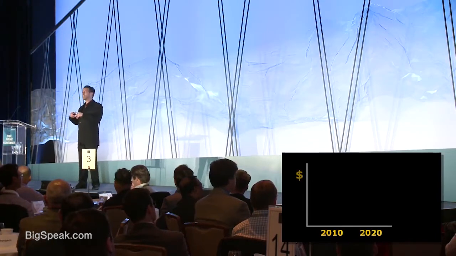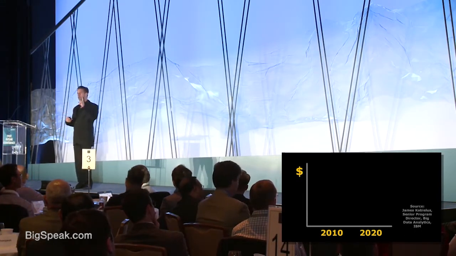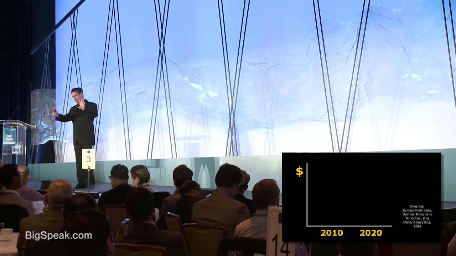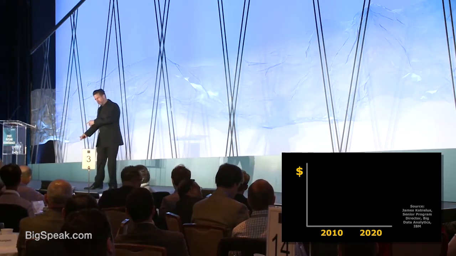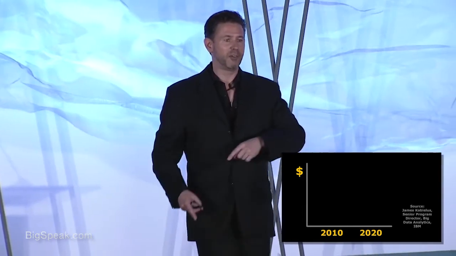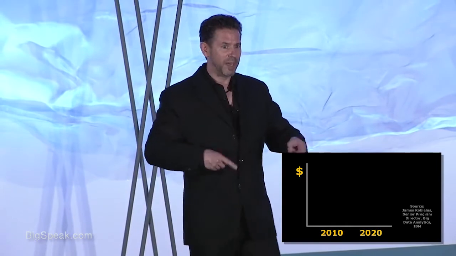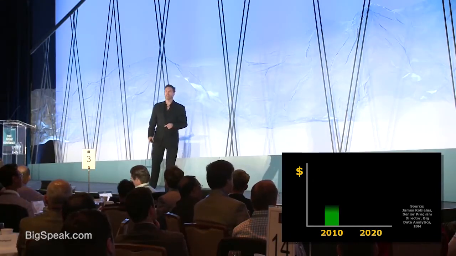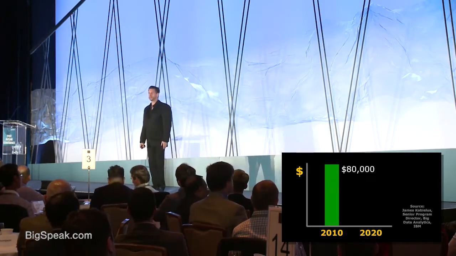What we're talking about is the cost of storing 1 petabyte of data. 1,000 kilobytes is a megabyte, 1,000 megabytes is a gigabyte, 1,000 gigabytes is a terabyte, 1,000 terabytes is a petabyte. The cost of that in 2010 was $80,000.